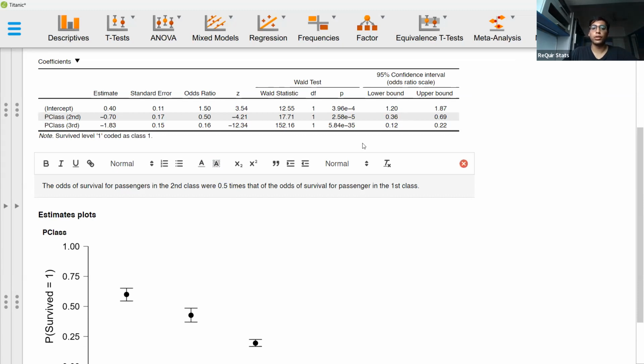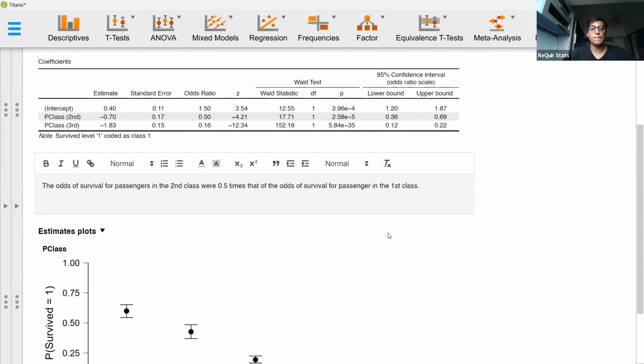And you can of course report the CI for the odds. Remember that if the CI crosses 1, which is the null value, so if any confidence interval range crosses the null value, that means the result will not be significant. So if this had crossed 1, the result would not have been significant. Okay.